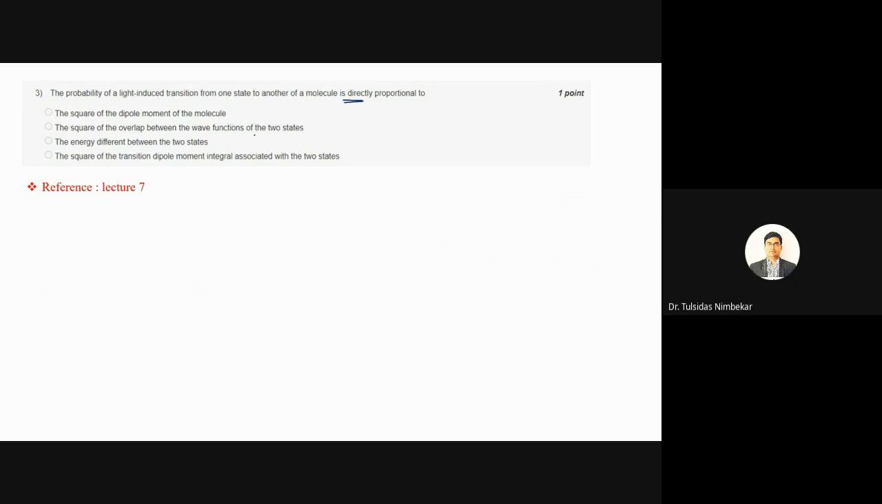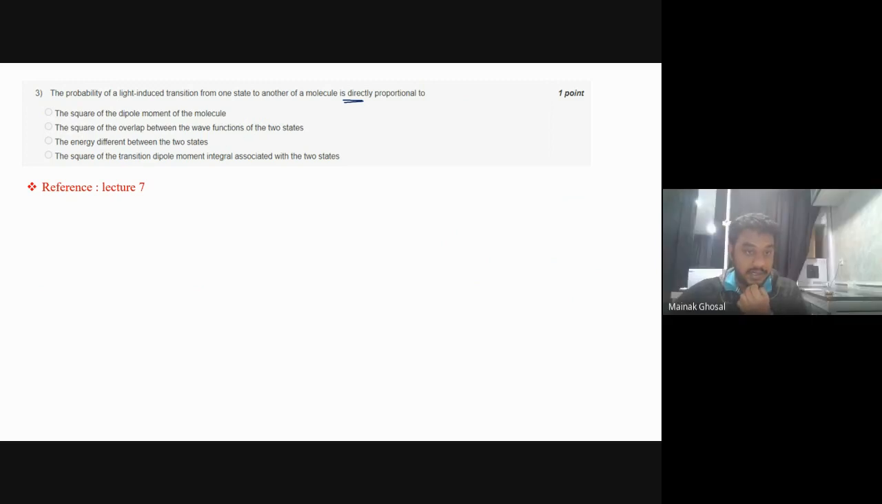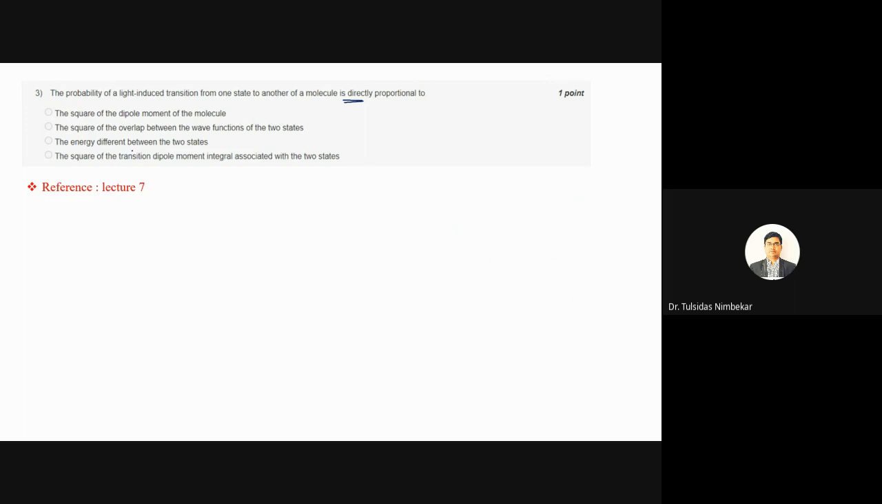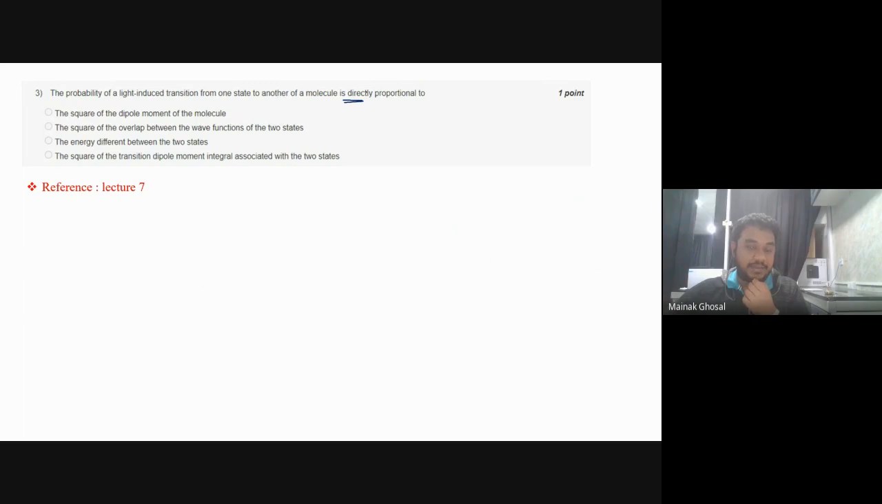C option will be there. C: the energy difference between the two states. It is directly proportional to... okay, this one. So you can see here that it is directly proportional. Okay, I will explain. Next, other answers.